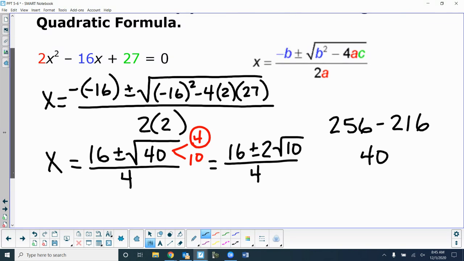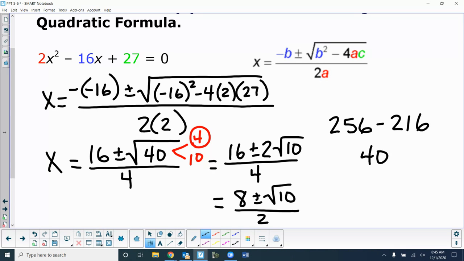Let's go like this. So 16 divided by 2 is 8. 2 divided by 2 is a 1. You don't have to put the 1. If you do, it's okay. And 4 divided by 2 is 2. I cannot take the 2 into the 10 because the 10's under the radical sign. So that's what we want it to look like.